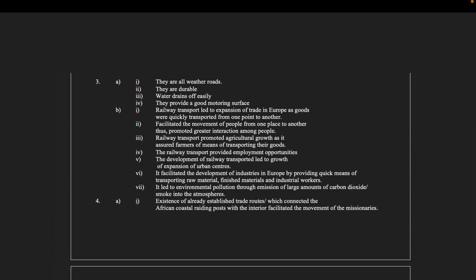4. Existence of already established trade routes which connected the African coastal trading posts with the interior facilitated the movement of the missionaries.